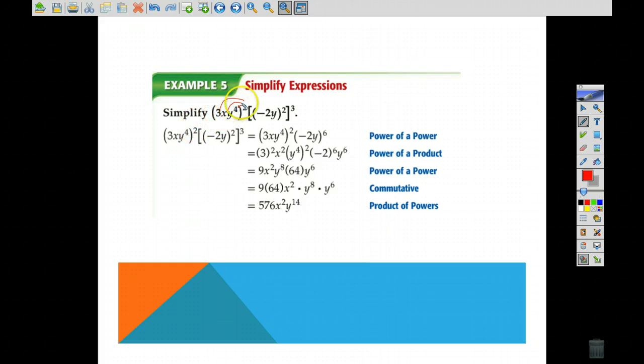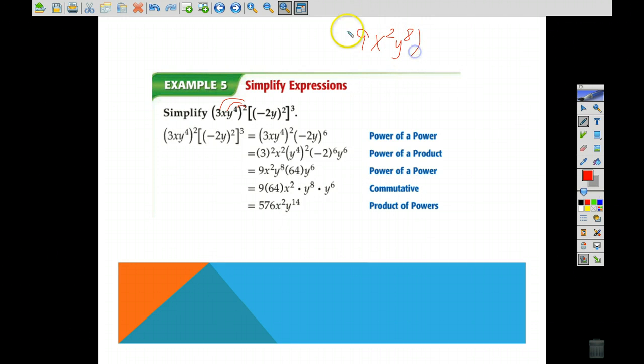So 3 to the second power. You can look through this. I'm going to just do it over here separately. So 3 to the second power is 9. X squared, so x to the second power. Y to the fourth to the second, remember 4 times 2, so y to the eighth.